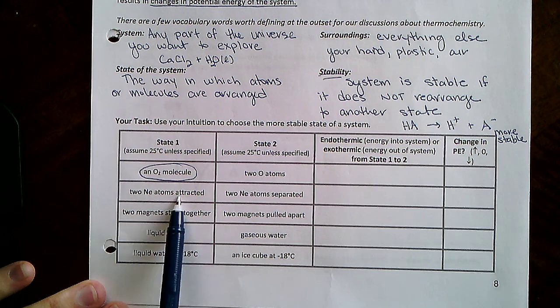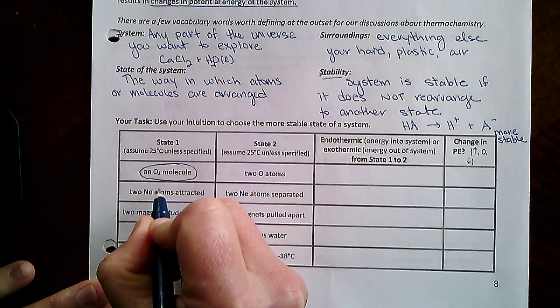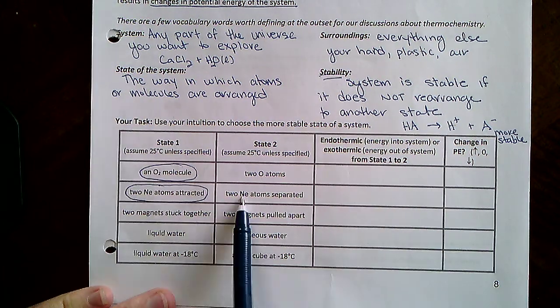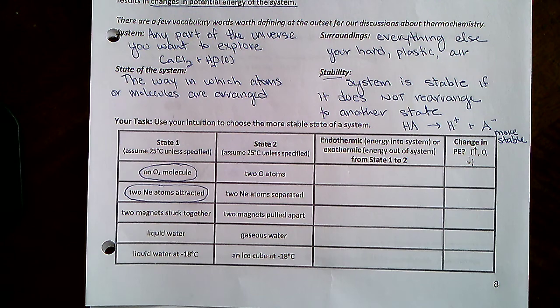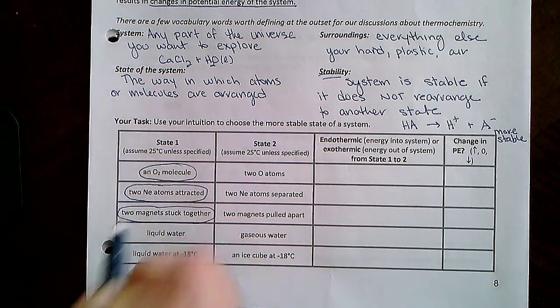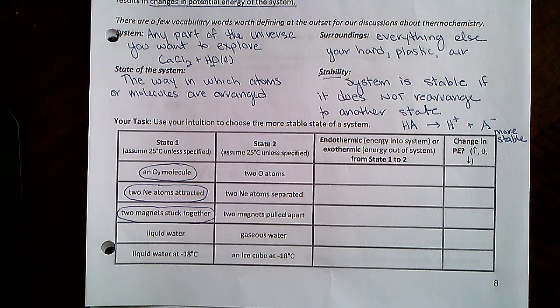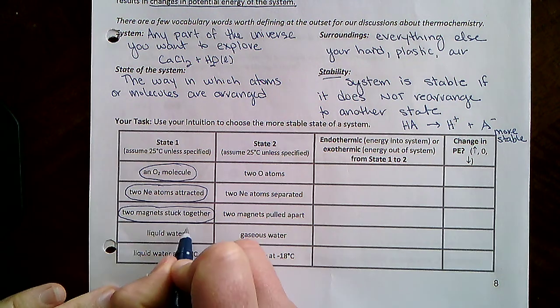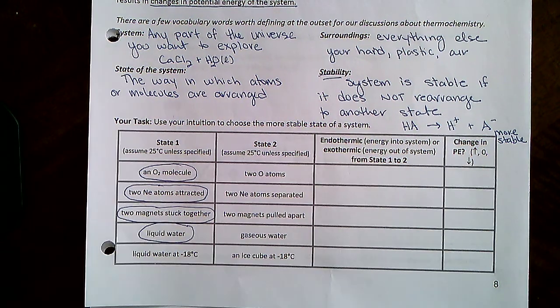Okay, think through neon atoms attracted versus separated. When you put two things that are attracted together, they're going to be more stable than two things that are separated. Think about magnets. When you put two magnets together, they're going to stick. This is the more stable state. This one might be a little trickier, but think about, you have to put energy into liquid water if you want it to turn into the gas phase. But at 25 degrees Celsius, water exists as a liquid. This is the most stable state between the two.